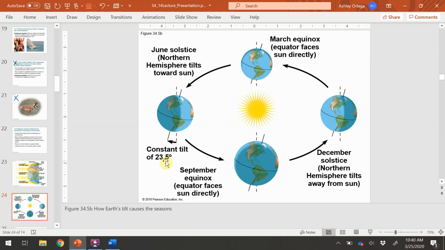So at June, Earth is tilted towards the sun. At September, it's tilted to the side. And so it's not going to be either towards or away. It's going to be to the right side of this rotation. And so moving along here to December, the Earth is going to be tilted away from the sun, and it's going to produce colder weather, shorter days. And then finally, March is going to tilt towards the left, so it's not going to be towards or away.